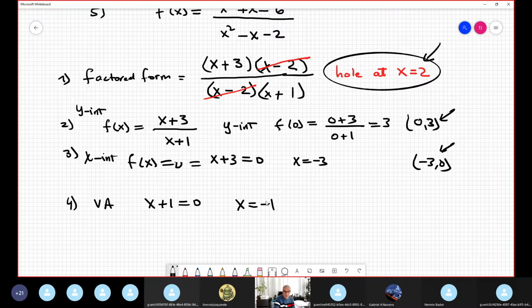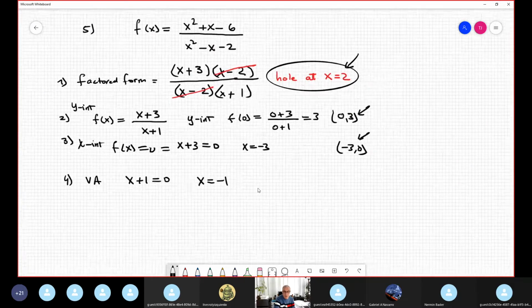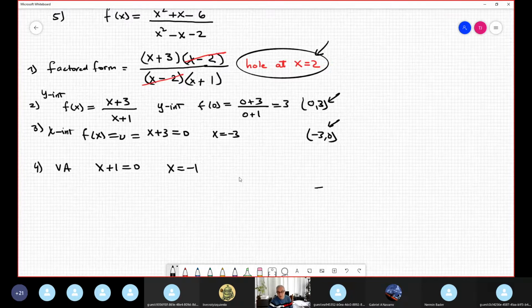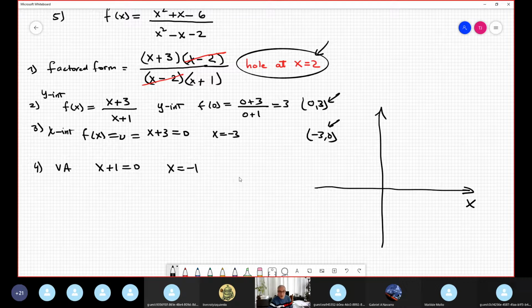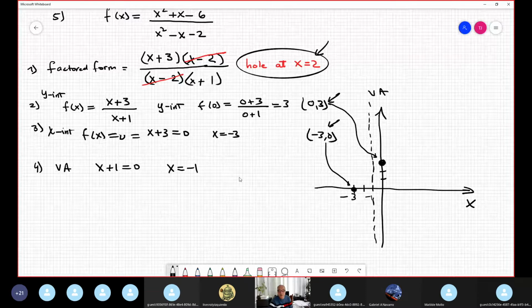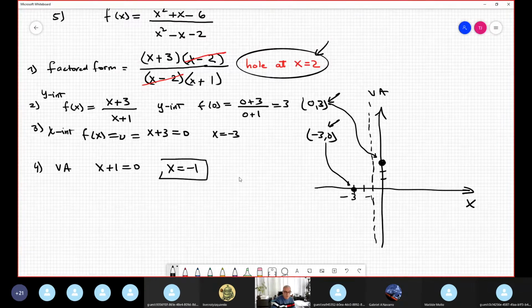So far, this is the moment in step number 4 to start doing the sketch. The rough sketch. After we're doing the demo, but not now. We have in my hand the point 0, 3, and negative 3, 0, and at negative 1, here, between negative 3 and negative 1, we have the vertical asymptote. Vertical asymptote. Only one. Get this.